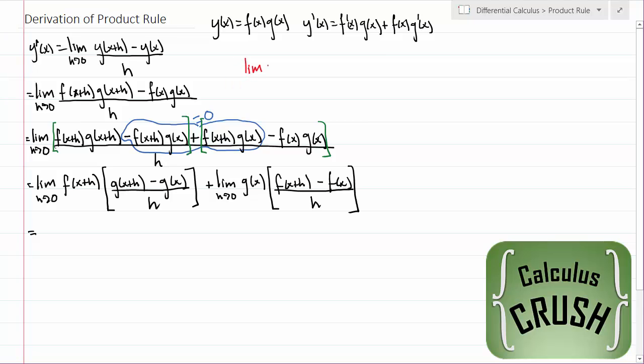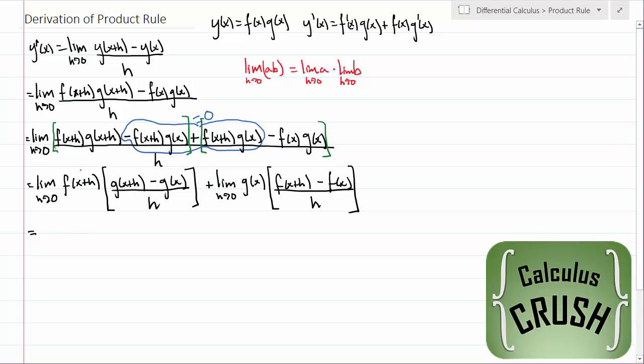If you have the limit of a times b, that's equal to the limit of a times the limit of b. I don't have h goes to 0 here, and it doesn't matter. Just want to show. Now basically the limit of two things multiplied is the limit of each one of those things multiplied. We're not going to prove that, but we need to use that here.